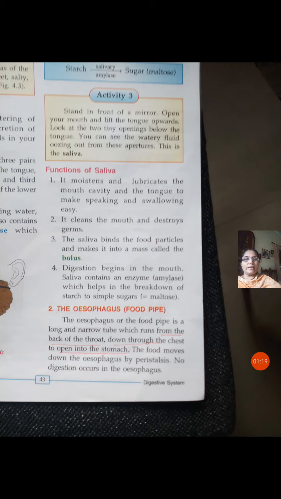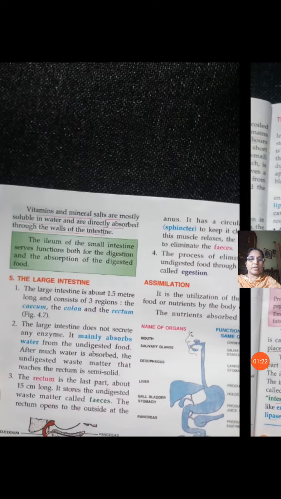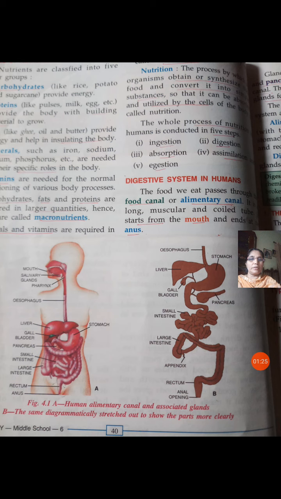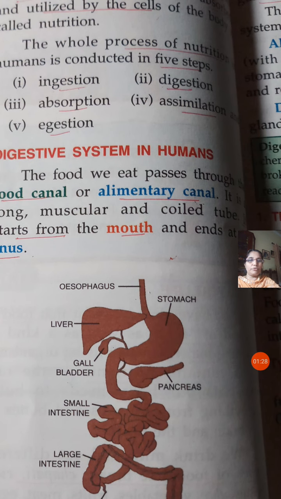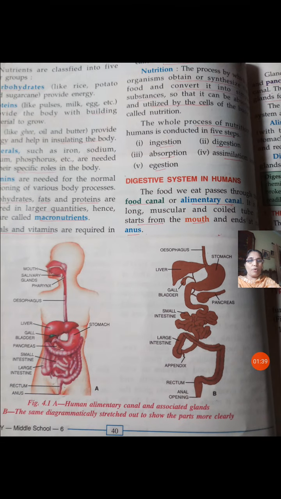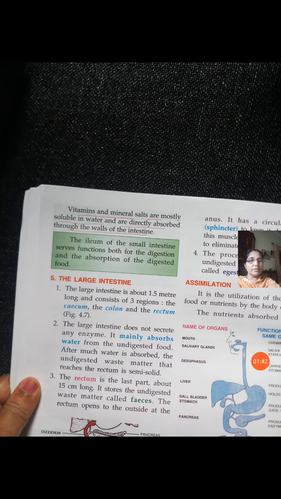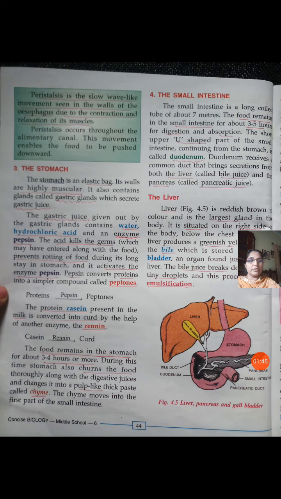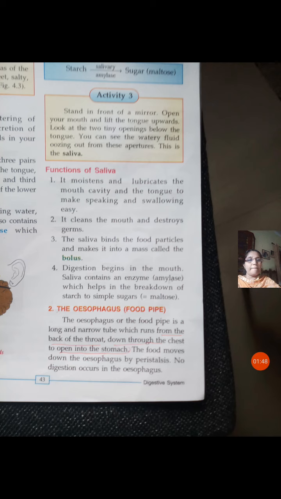So the esophagus, let me show you the structure here. Here you can see the esophagus, the food pipe. From the back of the throat it starts and reaches the stomach. The stomach is also a muscular organ. You know that the saliva in the mouth contains an enzyme known as salivary amylase, so starch is converted into a sugar known as maltose in the mouth cavity.